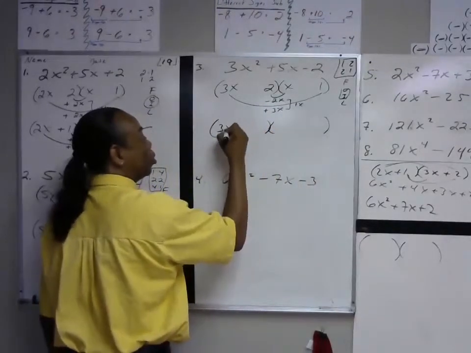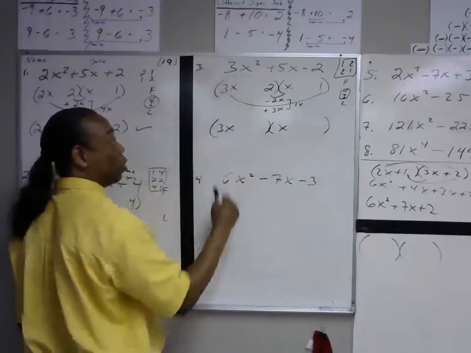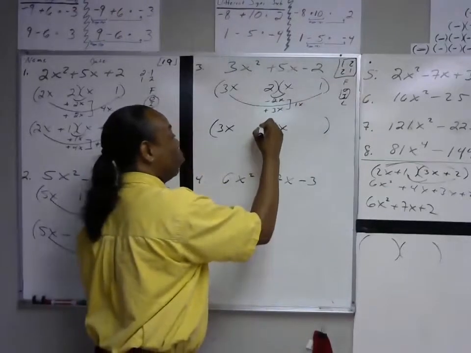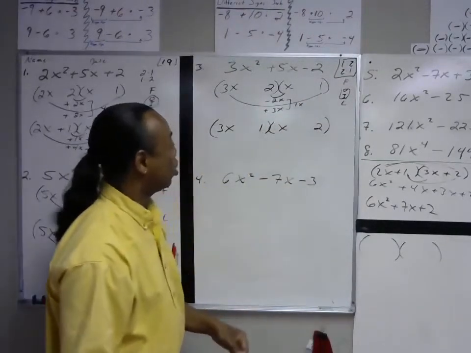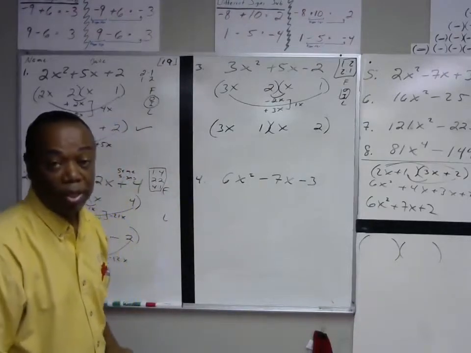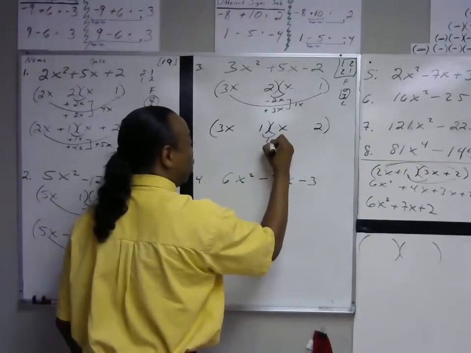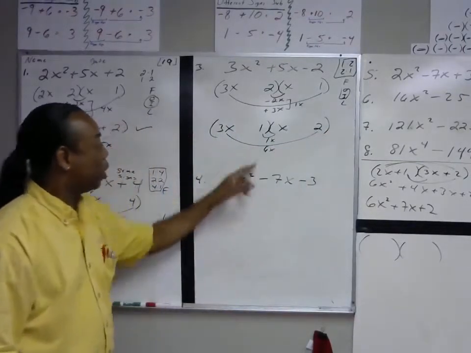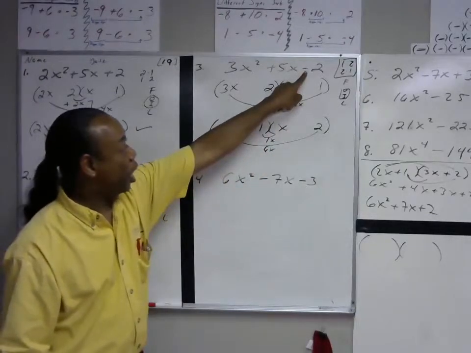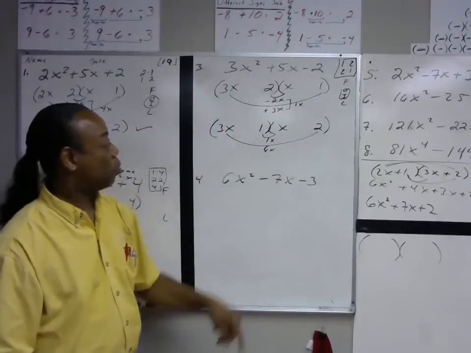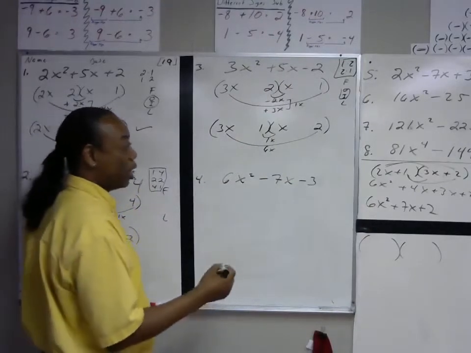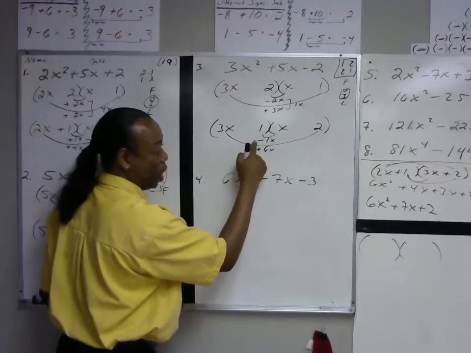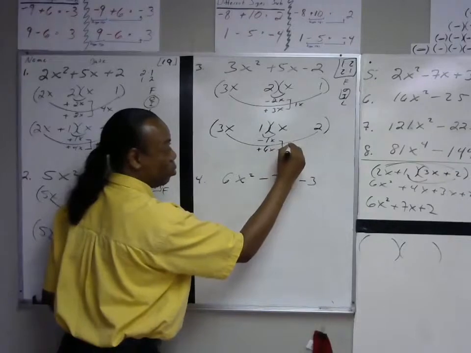So first is 3x times x, okay, for the 3x squared. Lastly, we're going to do the 2, and I'm going to try the 1 times 2 this time. Okay, let's multiply the inside. We get 1x. Multiply the outside. We get 6x. So 1x and 6x. We want to have different signs to give us a positive 5x. One negative, one positive. I'm going to put the negative on the 1 and the positive on the 6.